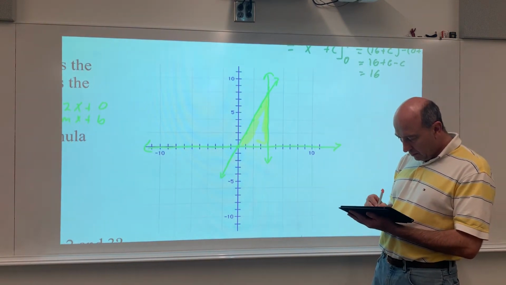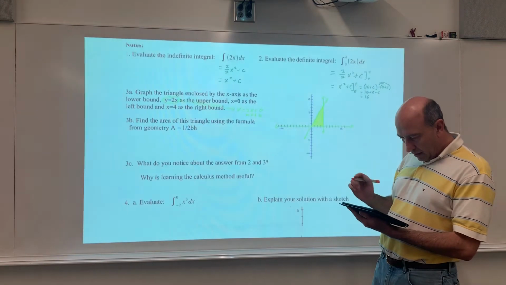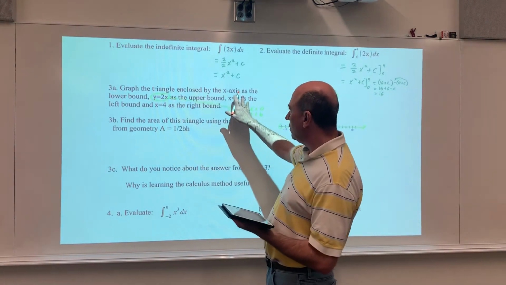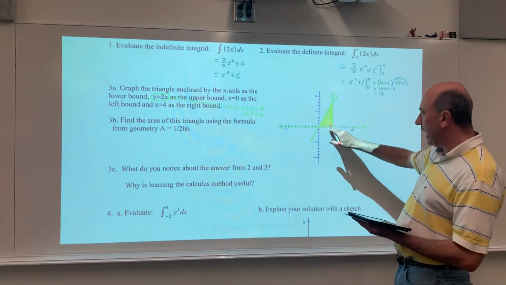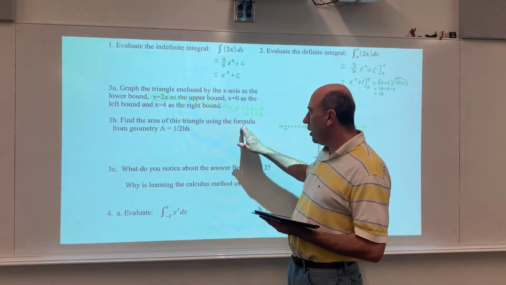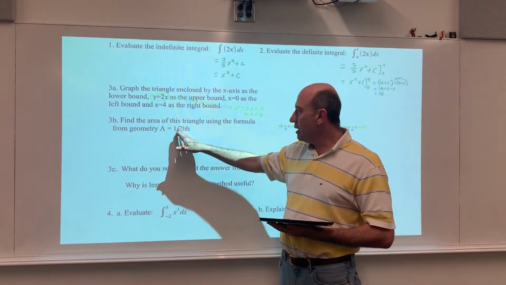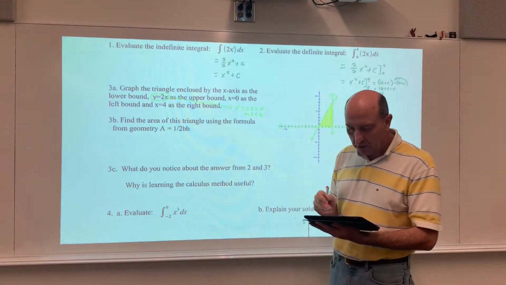All right. Now what are we doing? We don't know. It says, graph the triangle enclosed by the y-axis, blah, blah, blah. We just did that. Now find the area of this triangle using the formula from geometry. Area equals 1/2 times the base times the height.